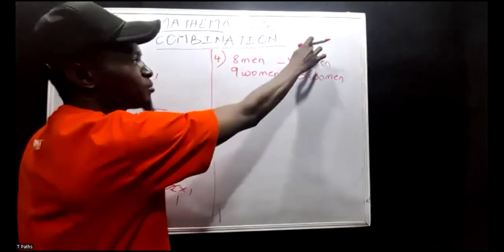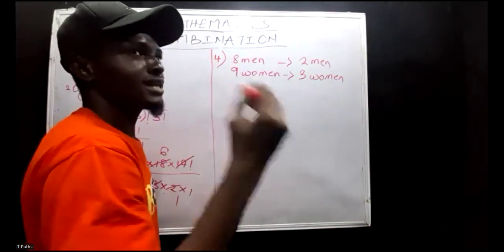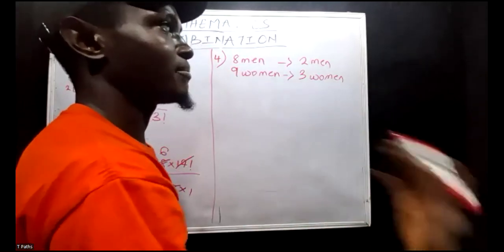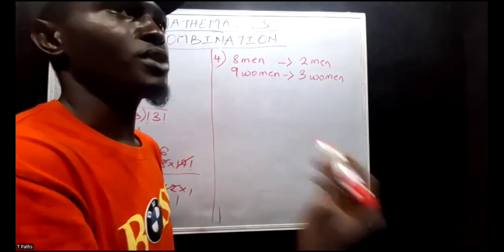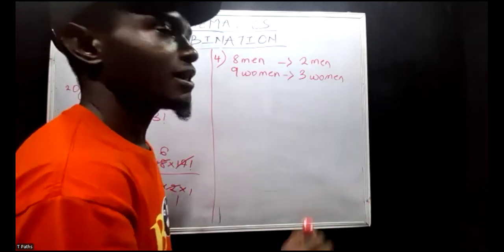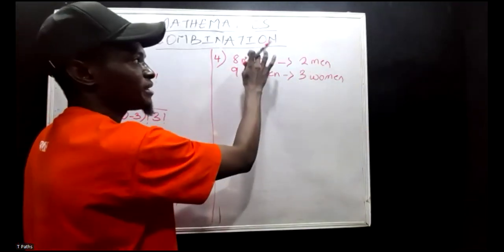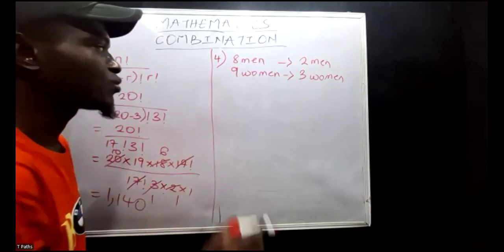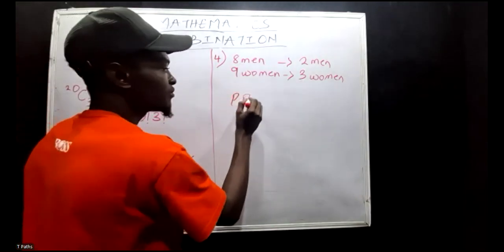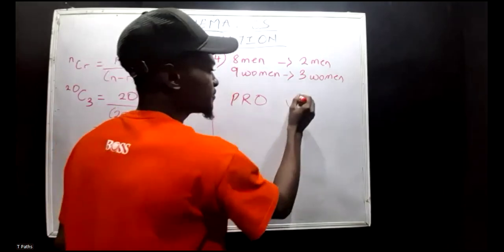I'm only selecting 2 men from 8 men. I'm not told to select someone to be vice president and president. I'm not told to select someone to be treasurer and PRO. Now, let me tell you where that comes into place. Let's assume I want to select 2 men from 8 men, and I'm told that of the 2 men I select, one is going to be a PRO and one is going to be the VP.